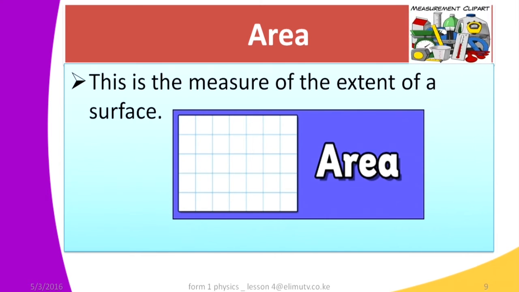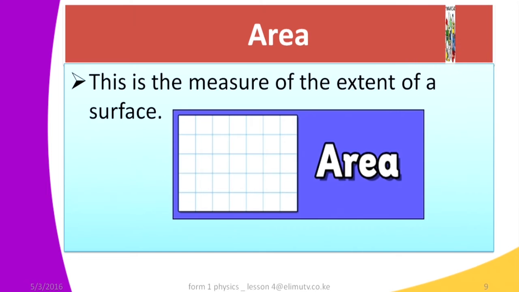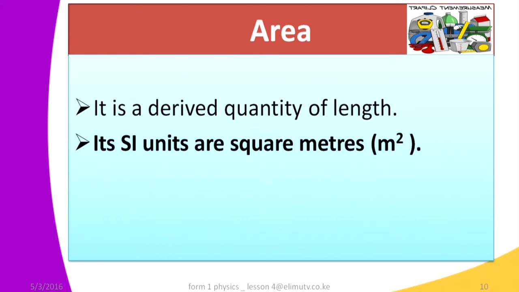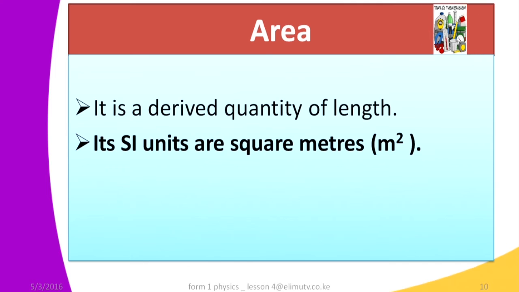Now, what else do we need to know about area? It is a derived quantity of length, and we are going to see why we are saying that. Its SI unit is the square meter. So you take meter multiplied by meter, you get meters squared. Its SI unit is square meters, and therefore it's a derived quantity of length.